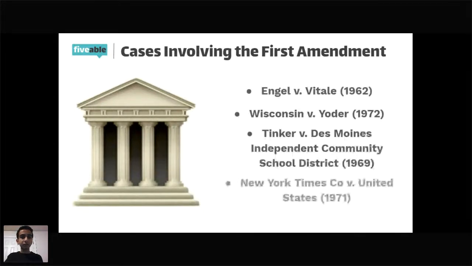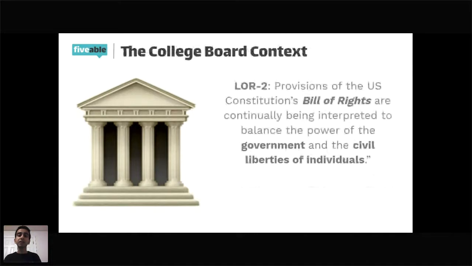So like I said before, what I like to do with all of my cases and all of my presentations is refer back to the College Board's content and see exactly what they want you to know. So this is the exact wording that they have in their syllabus with all of the cases that relate to the First Amendment. Provisions of the U.S. Constitution's Bill of Rights are continually being interpreted to balance the power of the government and the civil liberties of individuals. So if anyone wants to respond in the chat, what are civil liberties?